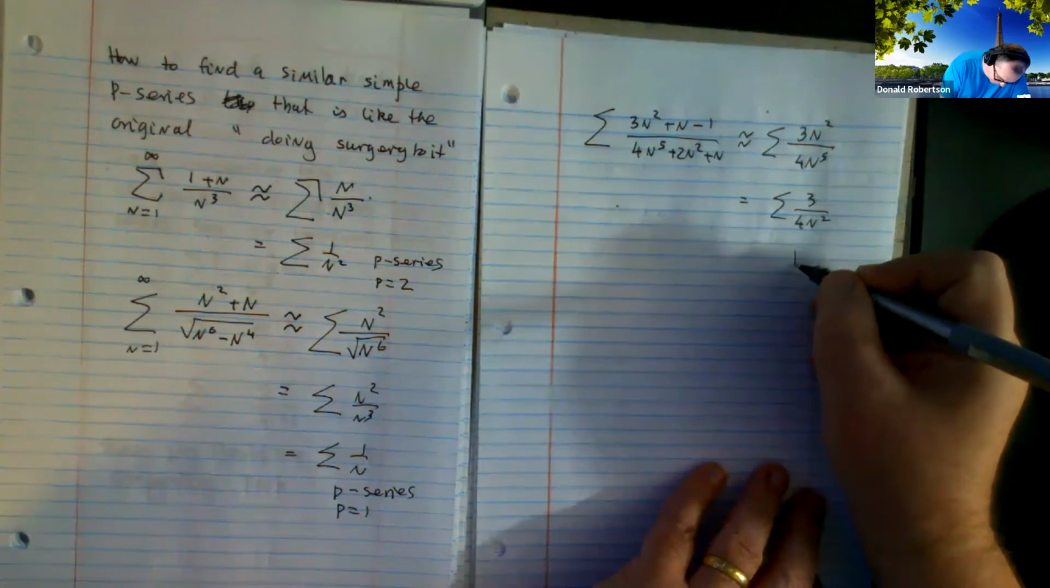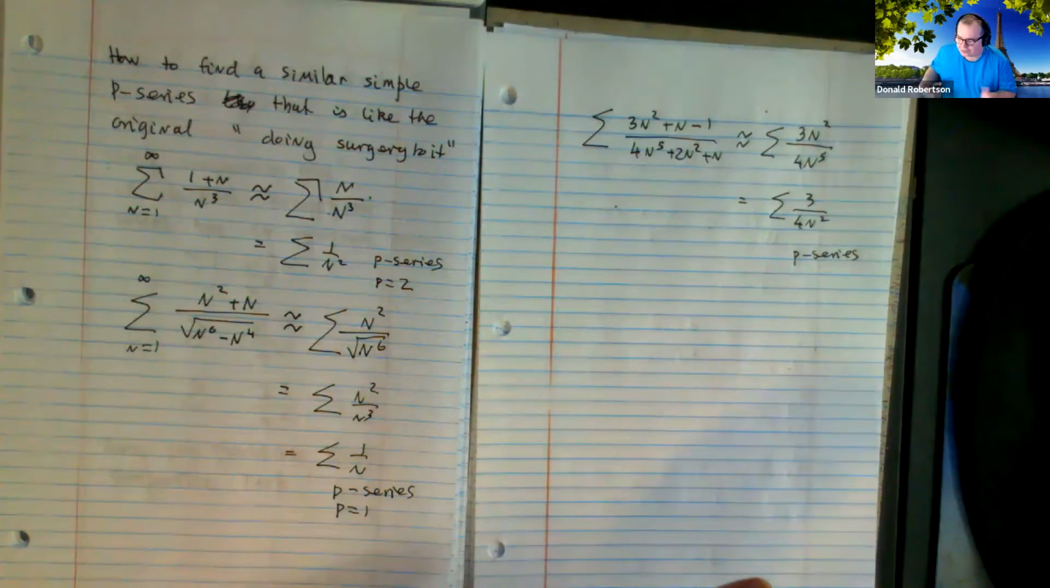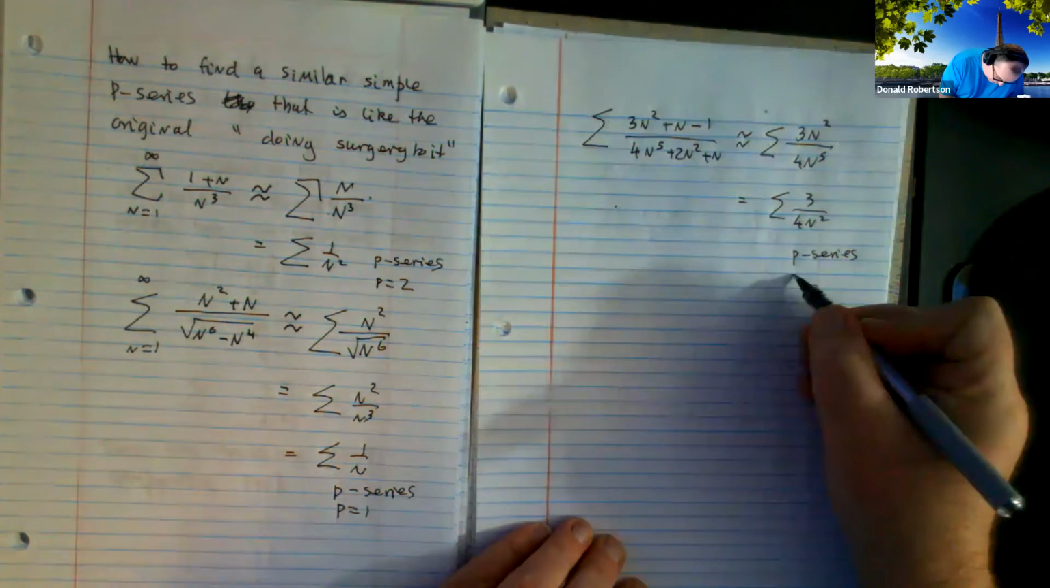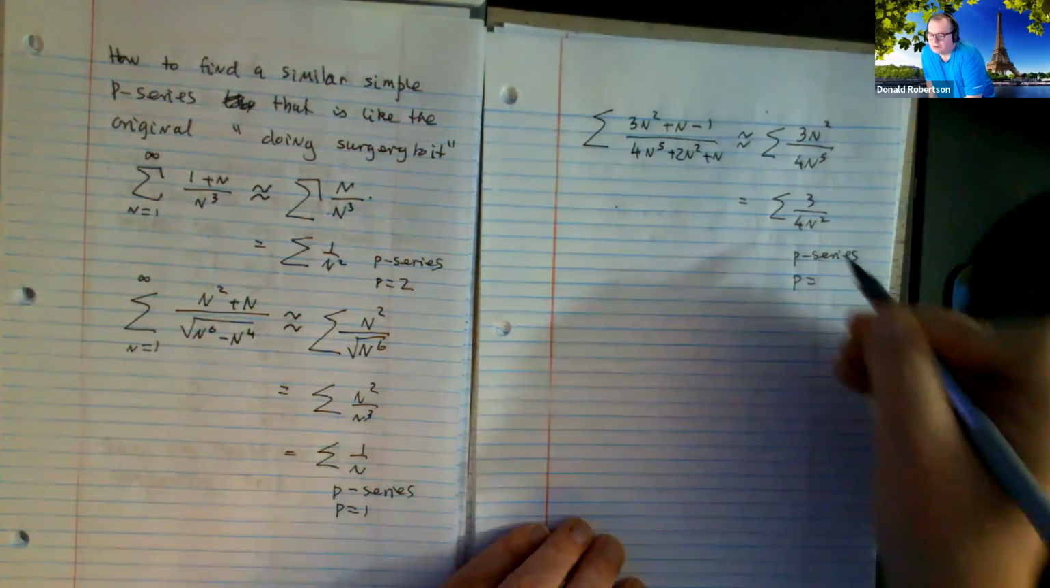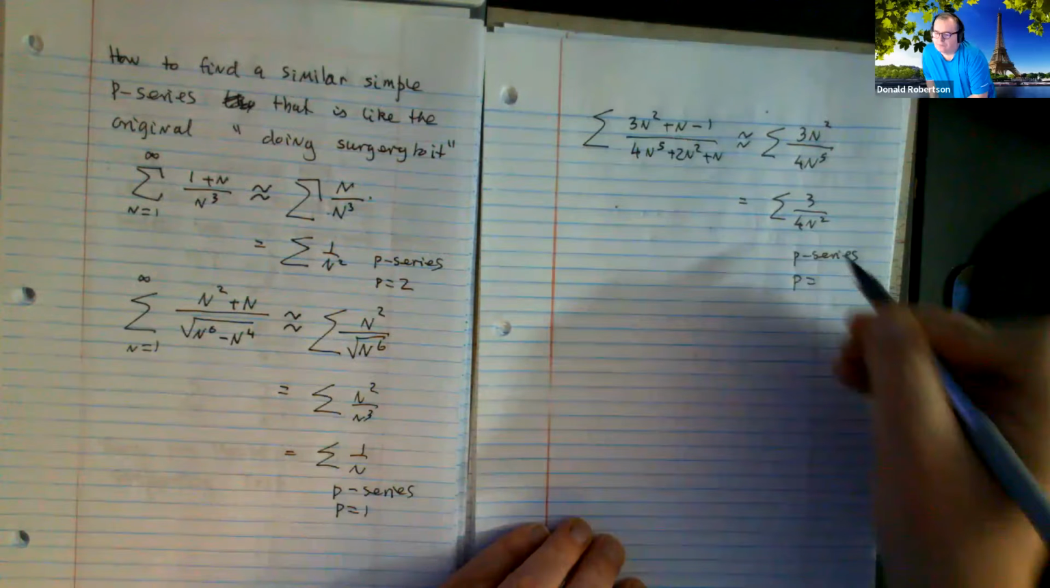Would you agree that's a p series? The numbers don't matter. 5 on the top doesn't stop it being a p series, and 2 or 3 n squared on the bottom doesn't stop it being a p series. What is that a p series for? What family is that one in? Is it p equals 1? No. 2, yeah.